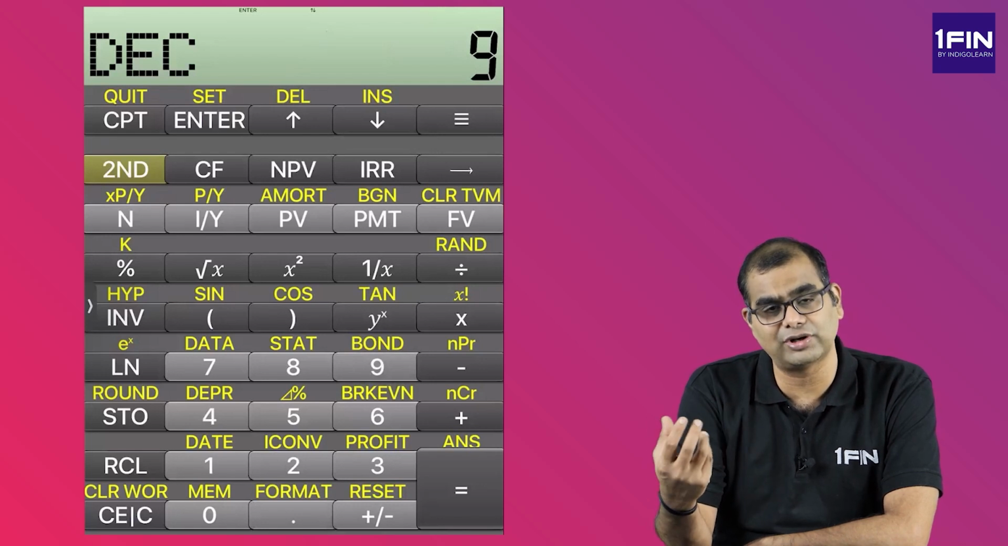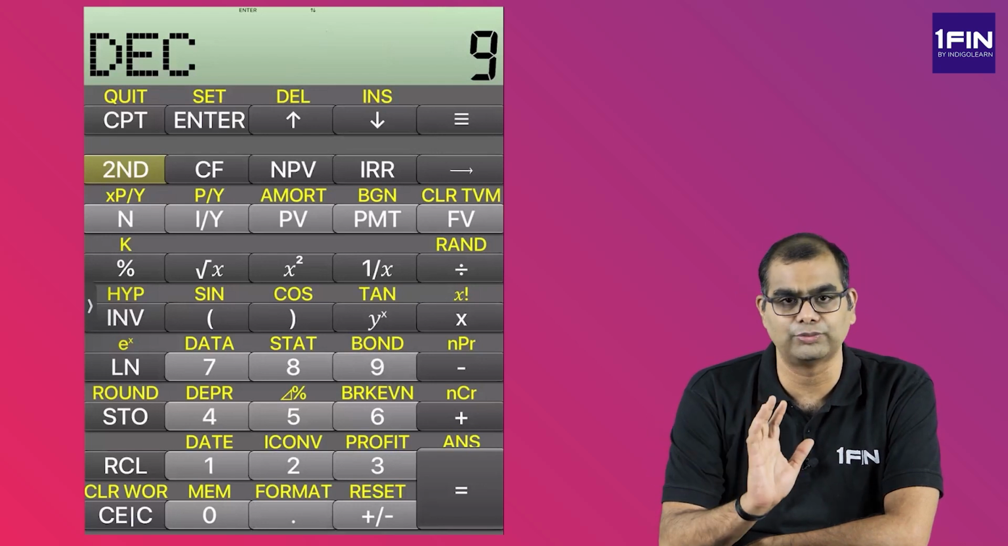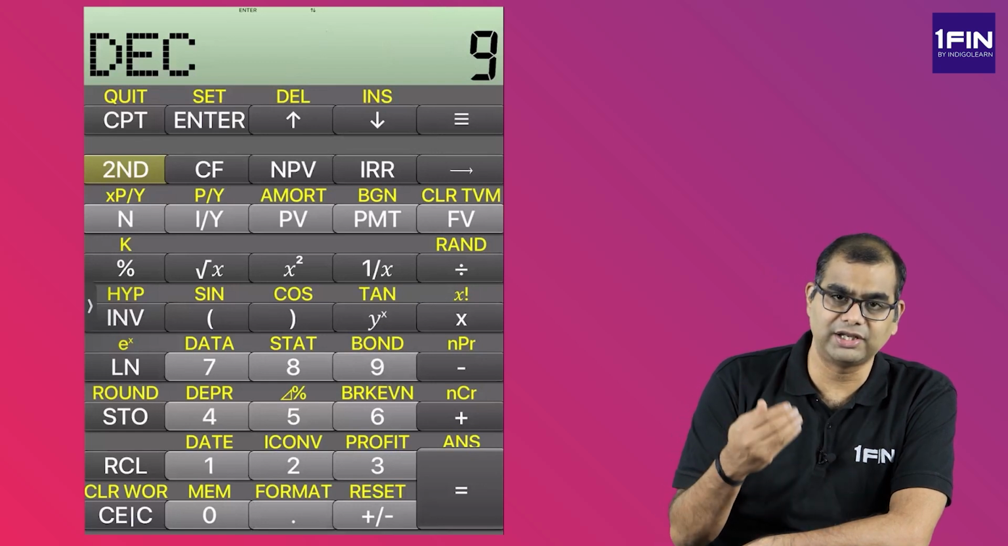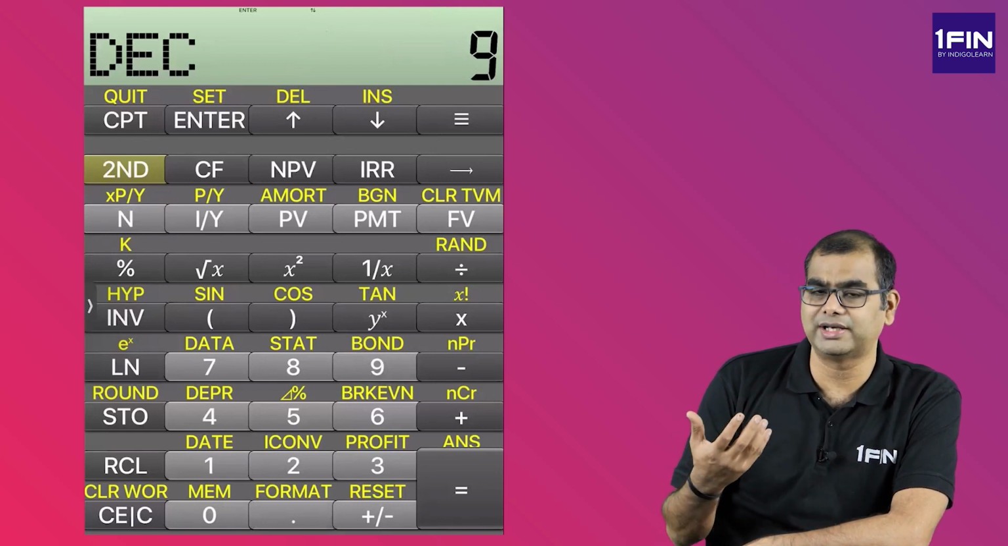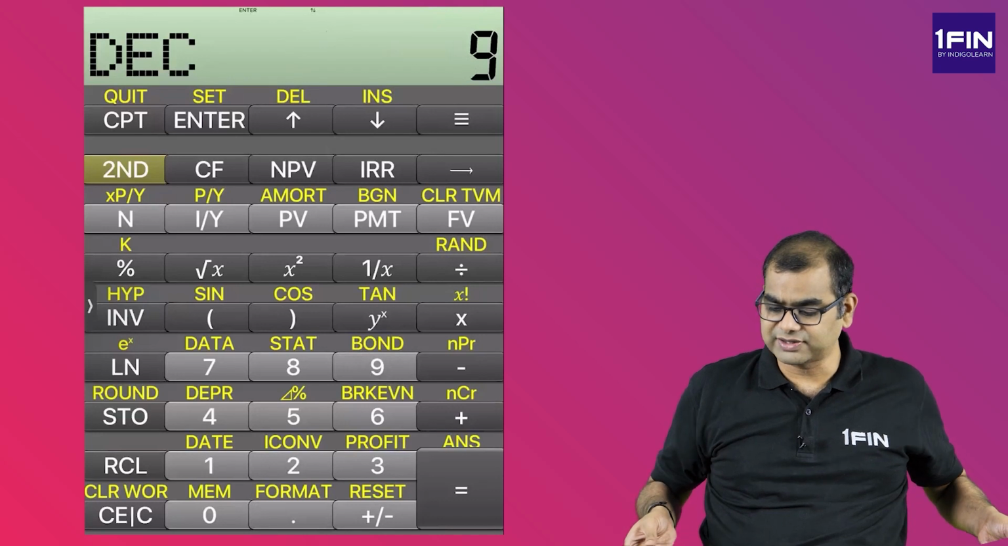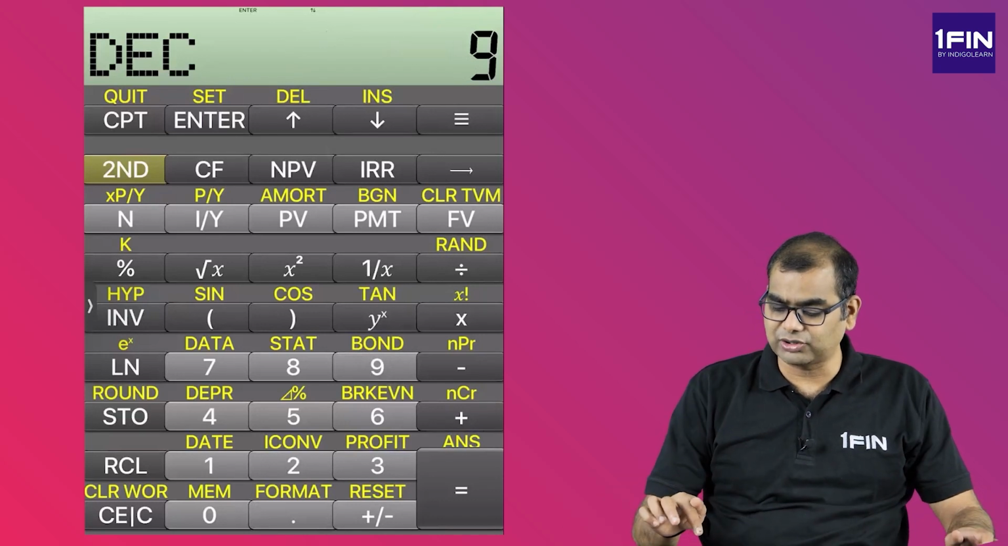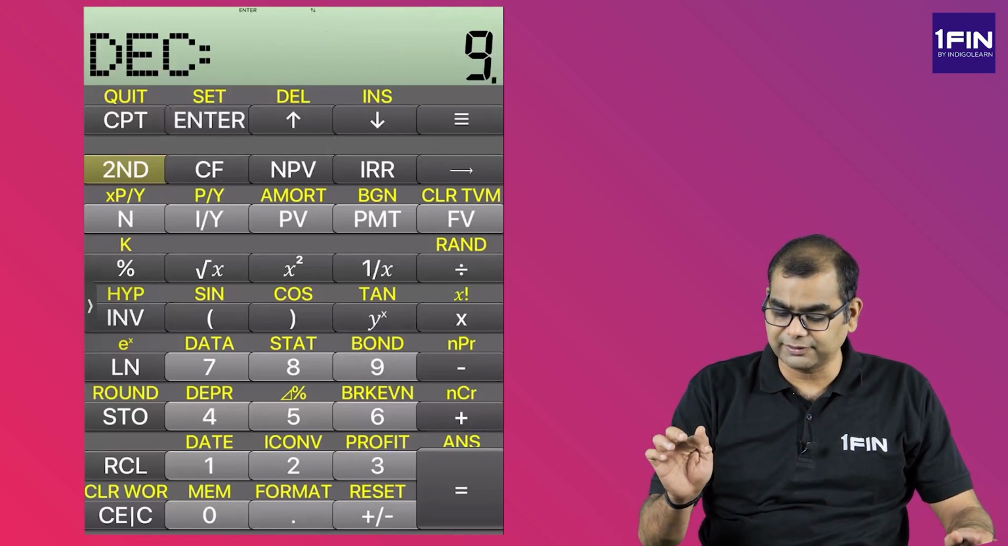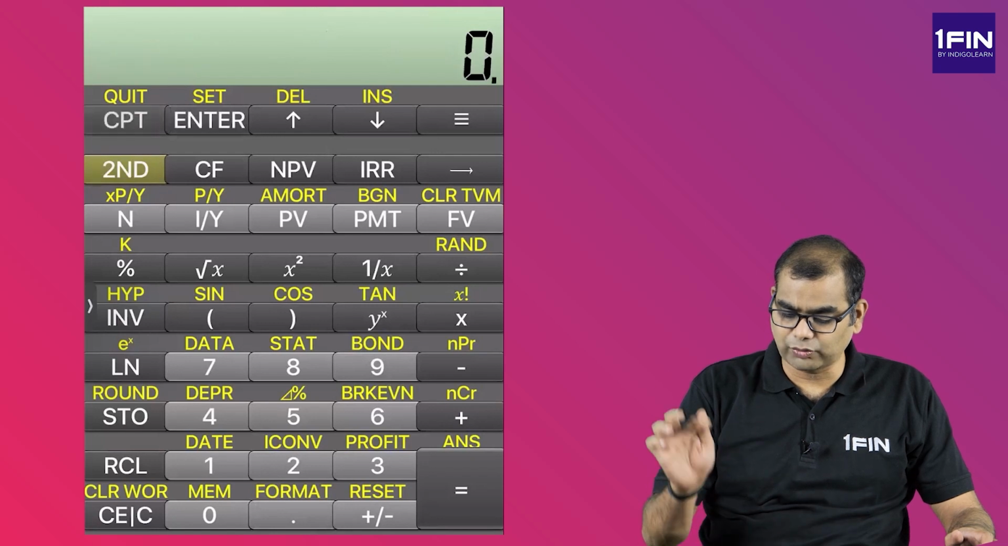If 9 are there, it will show you 9. If 10 are there, it will round off to 9 and show you. Whereas if you take 3 or 4 as a decimal count, then it will round off everything to the 3rd or 4th decimal. Okay. So now I have set it to 9, and the moment I set it to 9, the next thing is I have to press enter and then I say second quit.